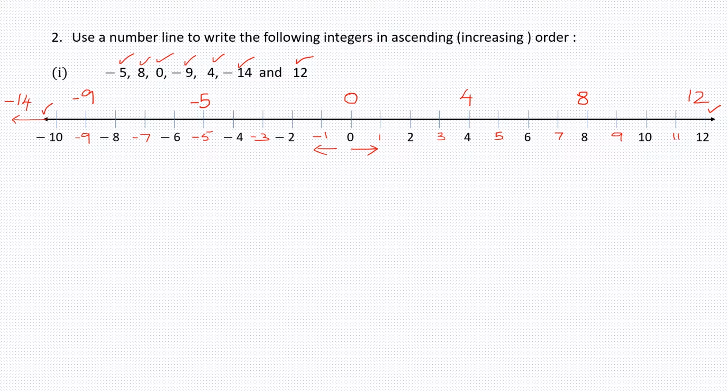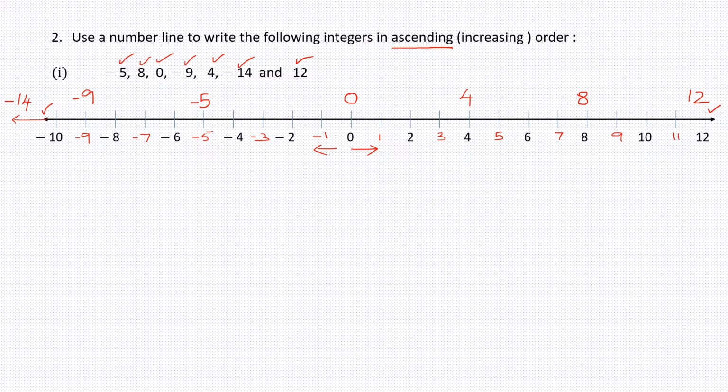1, 2, 3, 4, 5, 6, 7. Yes. Now the question is arrange in ascending order. Now once you put it above the number line like this, it's very easy because the numbers on the left are the smallest numbers, and as you keep moving to the right, you have the bigger numbers.